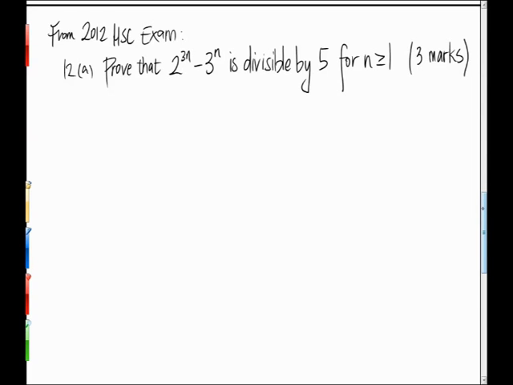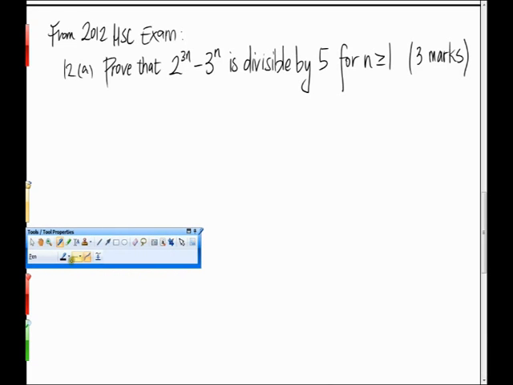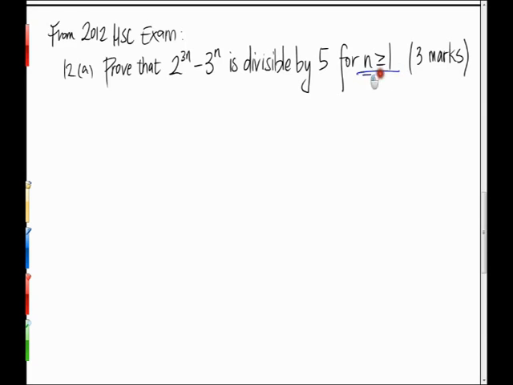So the first type of induction question that you're going to face is the one that asks you to prove that something is divisible by another thing. Here in the 2012 exam: prove that 2 to the power of 3n minus 3 to the power of n is divisible by 5, where n is greater than or equal to 1. That's basically the same as saying where n is a positive integer, right?